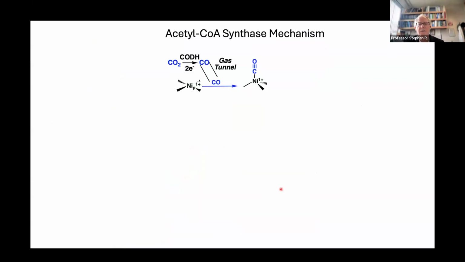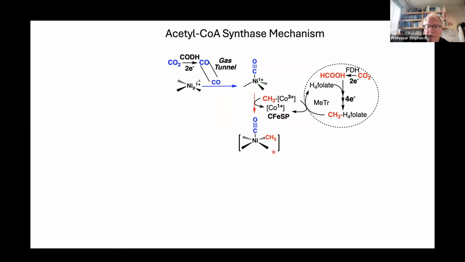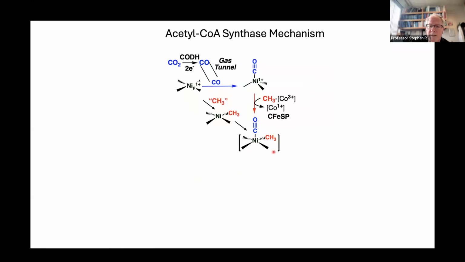So if I just look at the acetyl-CoA synthase mechanism, I've shown you CODH. I've shown you the gas tunnel just a second ago. That binds to make a nickel carbonyl intermediate. A methyl group can then bind to that, making a methyl-bound intermediate we have not yet trapped. That methyl group is donated by the folate pathway, as I said earlier. This actually is a bifurcated mechanism in the sense that it can either bind CO or the methyl group first. That makes this acetyl intermediate that then binds CoA to make acetyl-CoA.